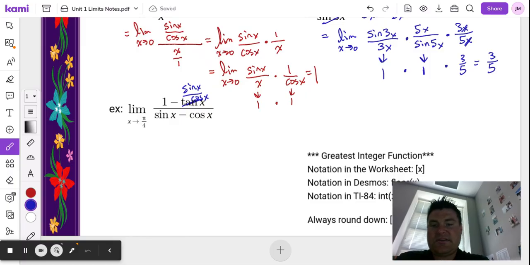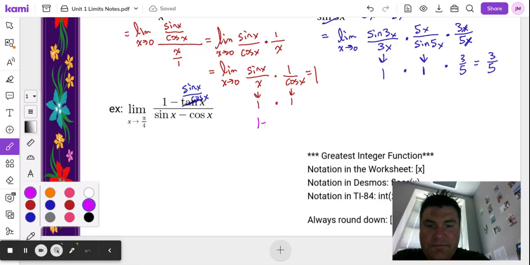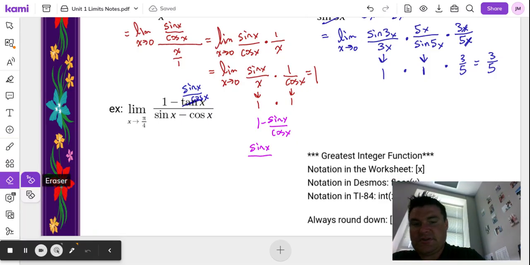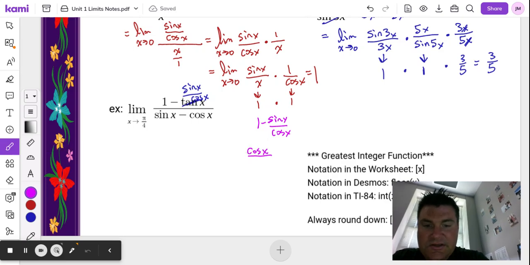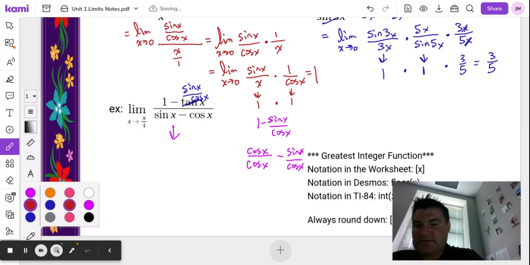And in order to do this, if I have 1 minus sine x over cosine x, I'm going to do a little bit of side work here. I can rewrite the 1 as cosine x over cosine x. Oopsies, that should be cosine, so I get matching. I want to match my denominators. Cosine x over cosine x minus sine x over cosine x.